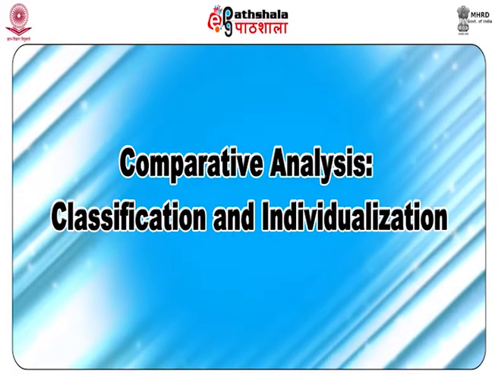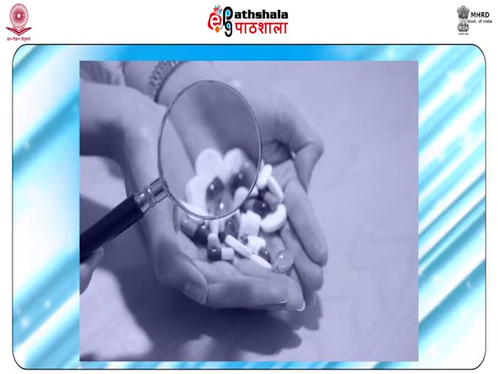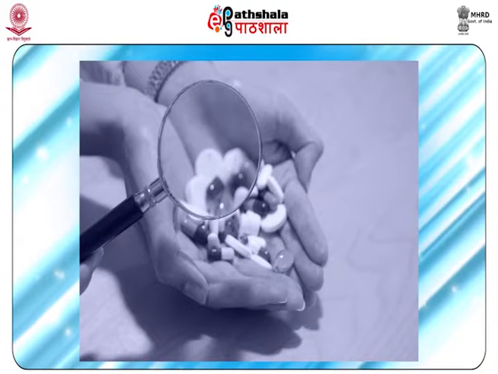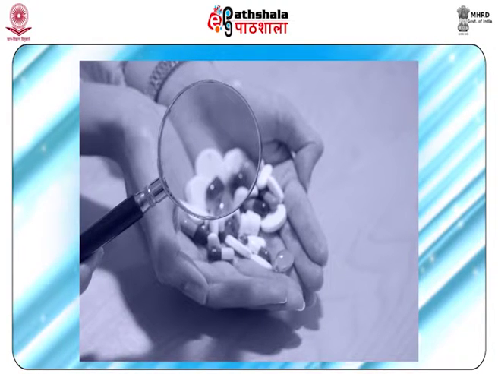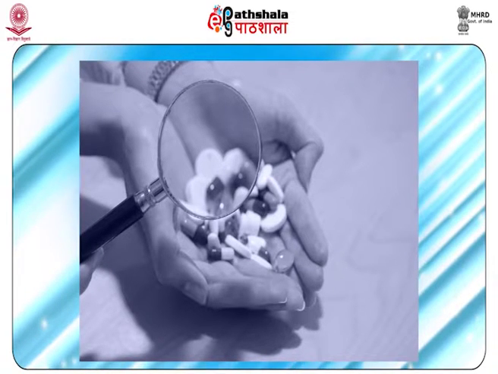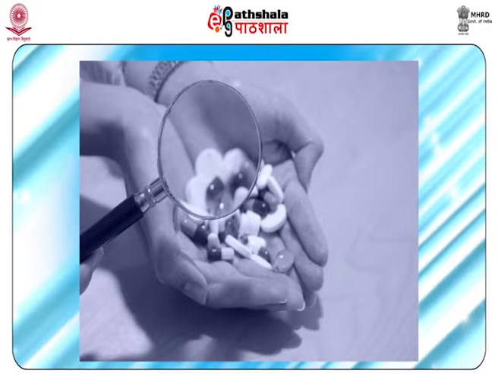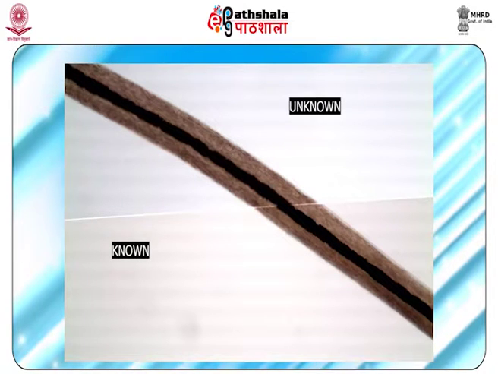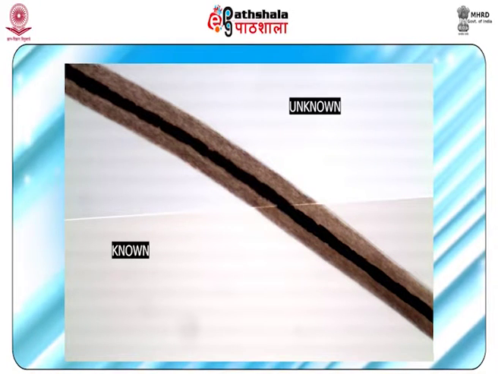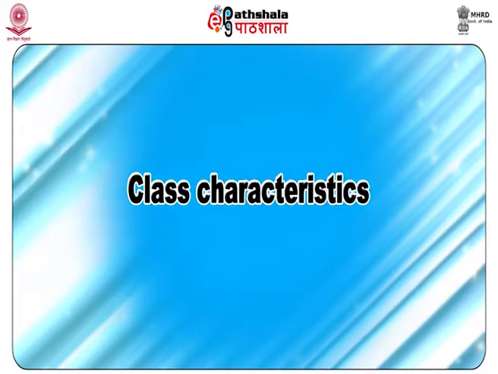Comparative analysis, classification, and individualization. Many forensic analyses end with identification, for example, identifying an unknown substance as a drug, explosive, or accelerant used in arson. But some proceed on to comparison. The process of a comparative analysis is to link a questioned sample and a control sample to a common origin. Now, moving on to class characteristics.